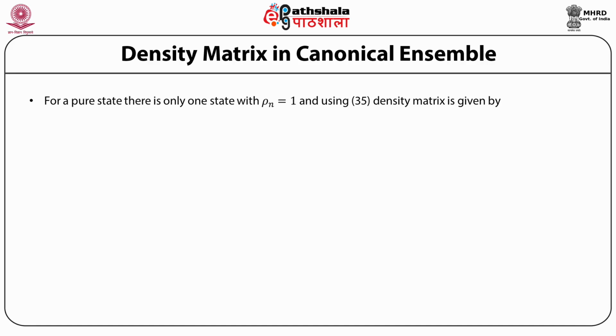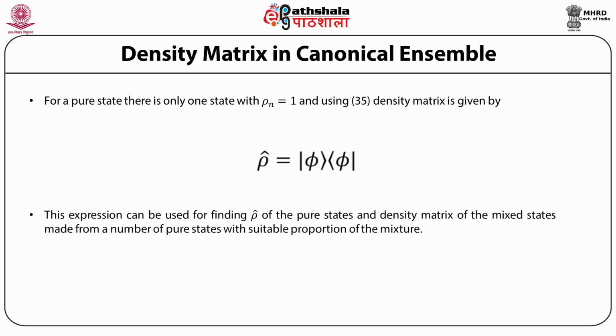For a pure state, there is only one state with ρ_n = 1, and using 35, the density matrix is given by ρ = |φ⟩⟨φ|. This expression can be used for finding the density matrix of pure states and of mixed states made from a number of pure states with suitable proportion of the mixture.